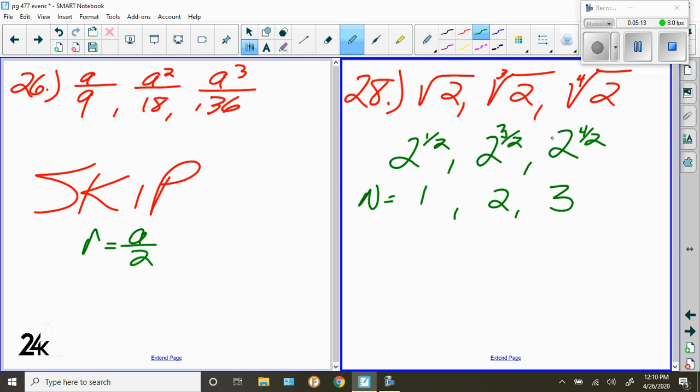Okay, so let's try it this way. The nth term is going to be 2, and then this 3. All right, this 1 is that one. This 3, oh shucks, that doesn't work. Oh, doggone it.